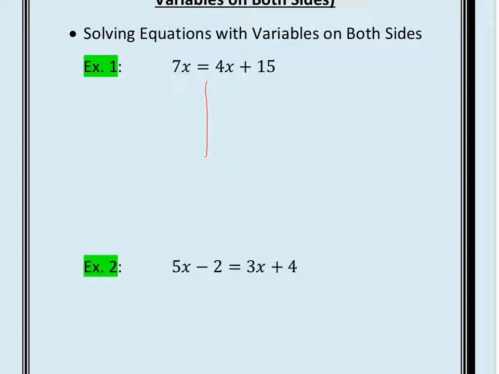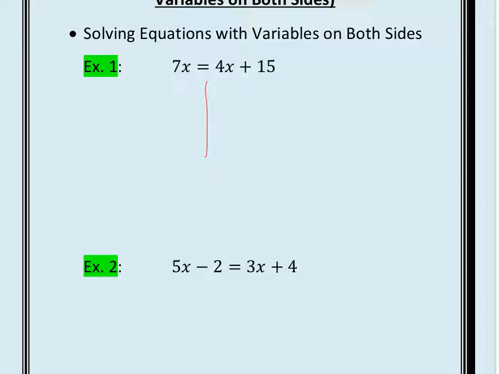Well, the problem with this type of equation is you've got a variable on the left and a variable on the right. I always suggest that you move whichever variable is smaller. So we've got to either move the 7x to the right or the 4x to the left in order to get them together on the same side. So out of 7x and 4x is smaller, I suggest you move the 4x.